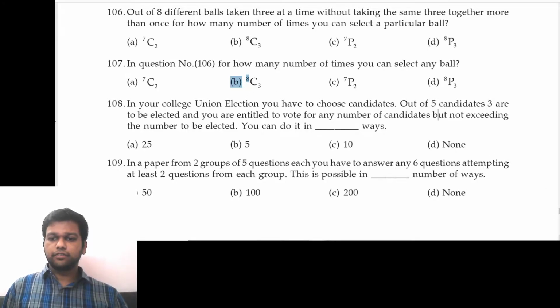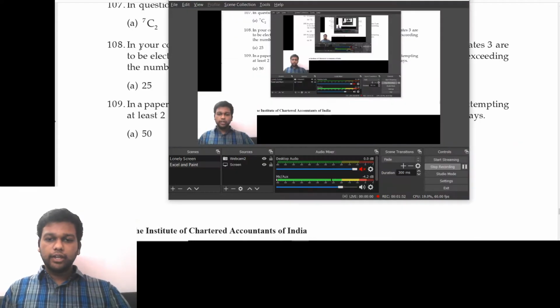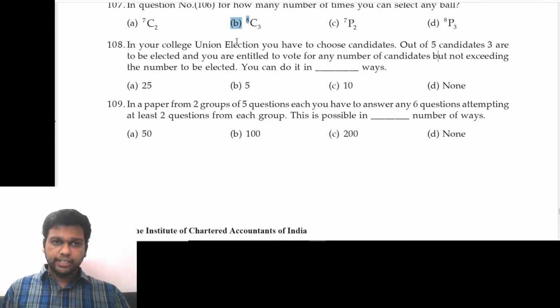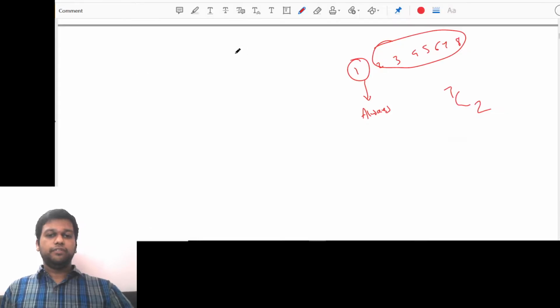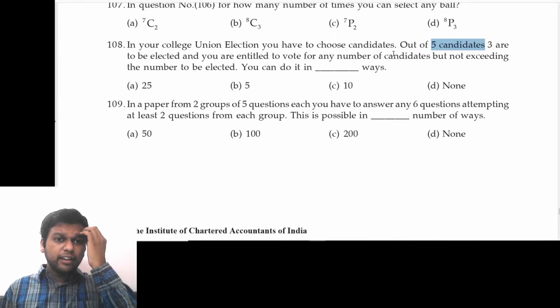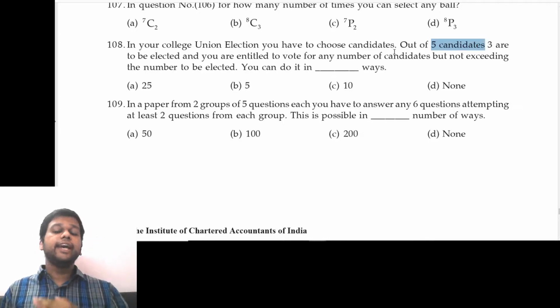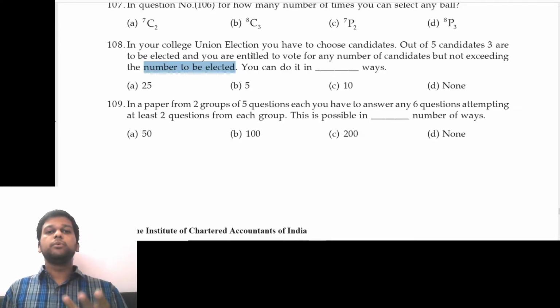Next, 108. This question is, I think, there in the exercise also. In your college union election, you have to choose candidates. Out of 5 candidates, 3 are to be elected. And you are entitled to vote for any number of candidates, but not exceeding the number to be elected. Number to be elected means how many candidates? 3 candidates.